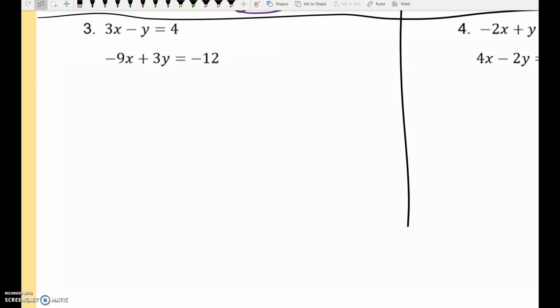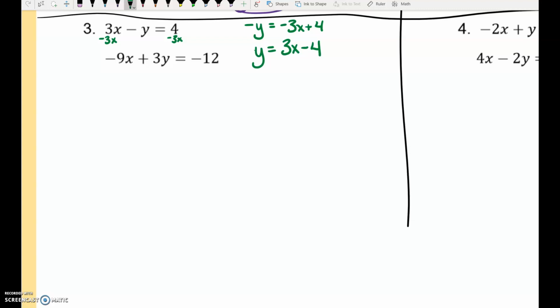Number 3 is also not really set up for substitution, and I think we have to do a little bit more work than before. We're going to need to subtract 3x on both sides. That will give us -y equals -3x plus 4. We don't really want -y, we want positive y. So divide everything by -1 to get y equals positive 3x minus 4.